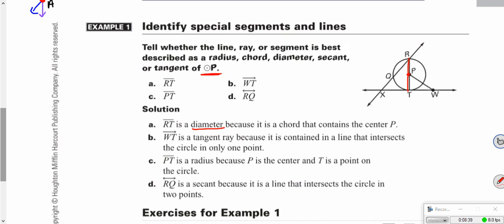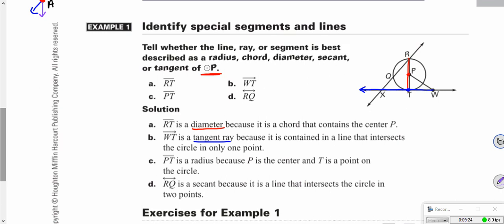P. Okay, WT. Notice that's a ray. So we're talking about this right here. WT is a tangent ray because it is contained in the line that intersects the circle in only one point. So the point of tangency then is point T. So it is a tangent ray. Technically, tangents can be segments, rays, or lines. So, tangent ray.